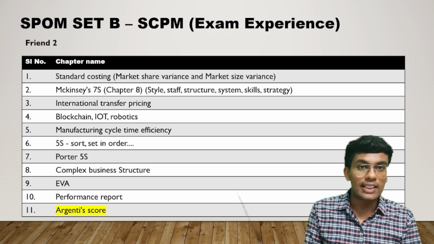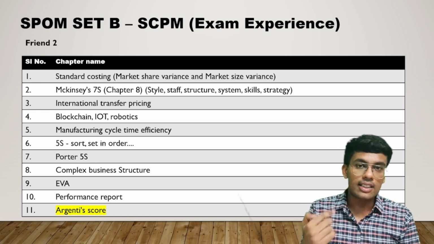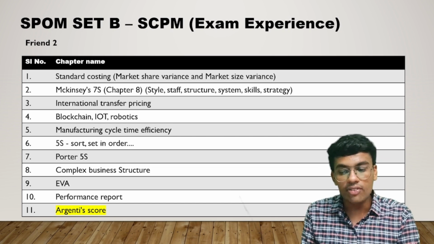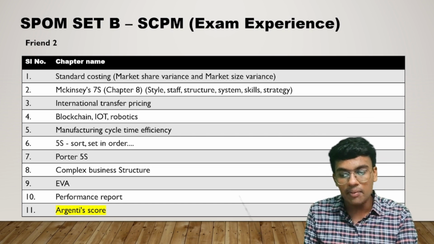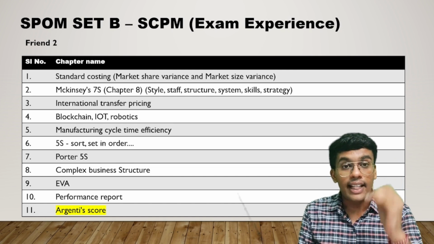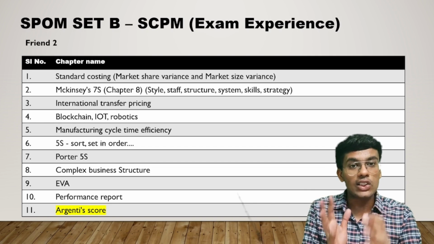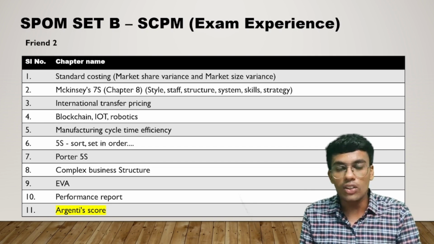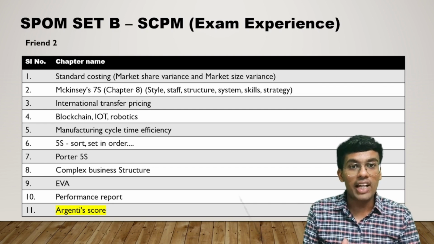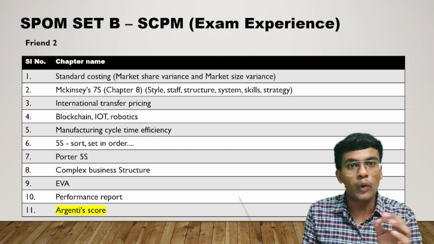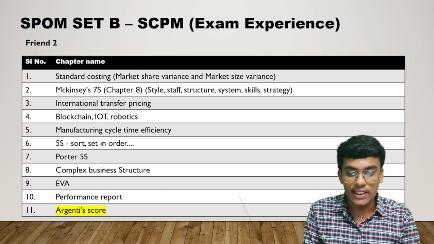Manufacturing cycle time efficiency. In the previous friend's exam experience, we understood overall equipment efficiency, but in his examination, a question was asked from manufacturing cycle efficiency. Then the next question was from 5S, that is sort, set in order, the entire 5S are there, no? So from that also a question was framed. Porter's 5 forces, chapter number 102, I think, I don't remember exactly, but from this chapter also a question was framed.